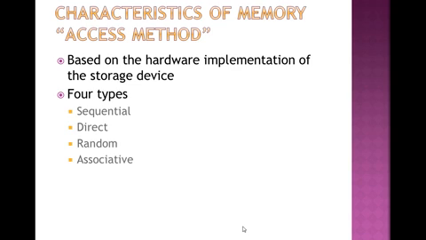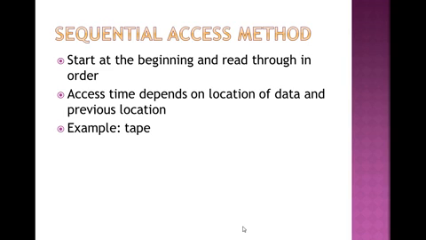Then characteristics of memory access methods, that is how memory can be accessed. Based on the hardware implementation, there are 4 types of memory access, that is, 4 types by which we can access the memory. The first is sequential, next is direct, next is random, and next is associative.